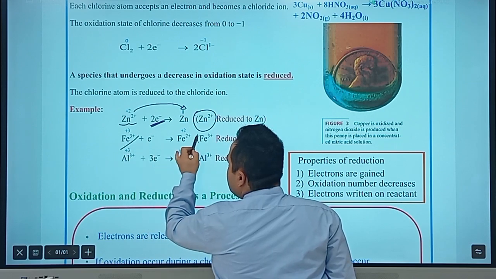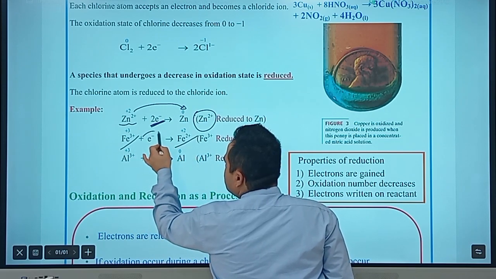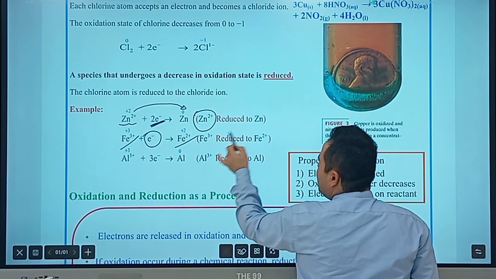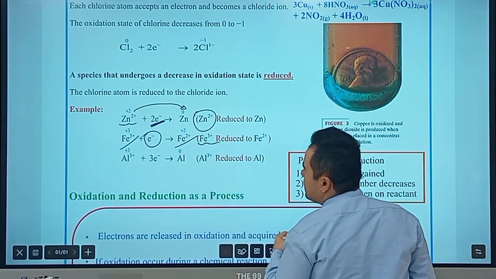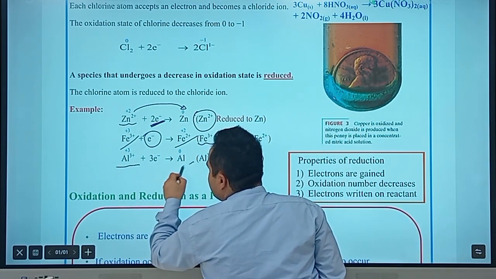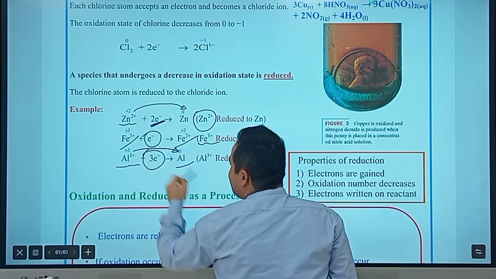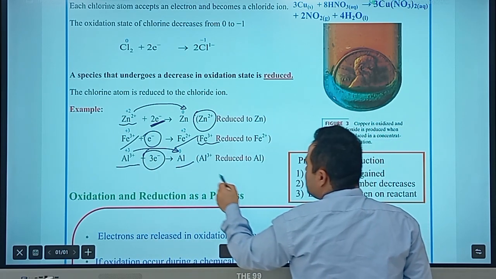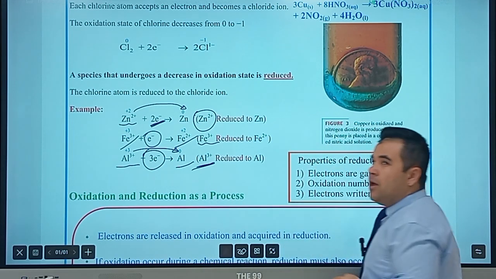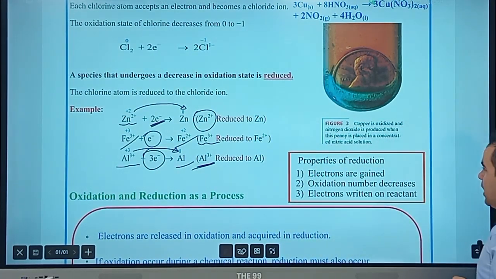Fe positive 3 goes to Fe positive 2, 1 electron is added to the reactant, and Fe positive 3 is reduced. Al positive 3 goes to 0, 3 electrons are added to the reactant to balance the charge, and then Al positive 3 is reduced to the Al atom.